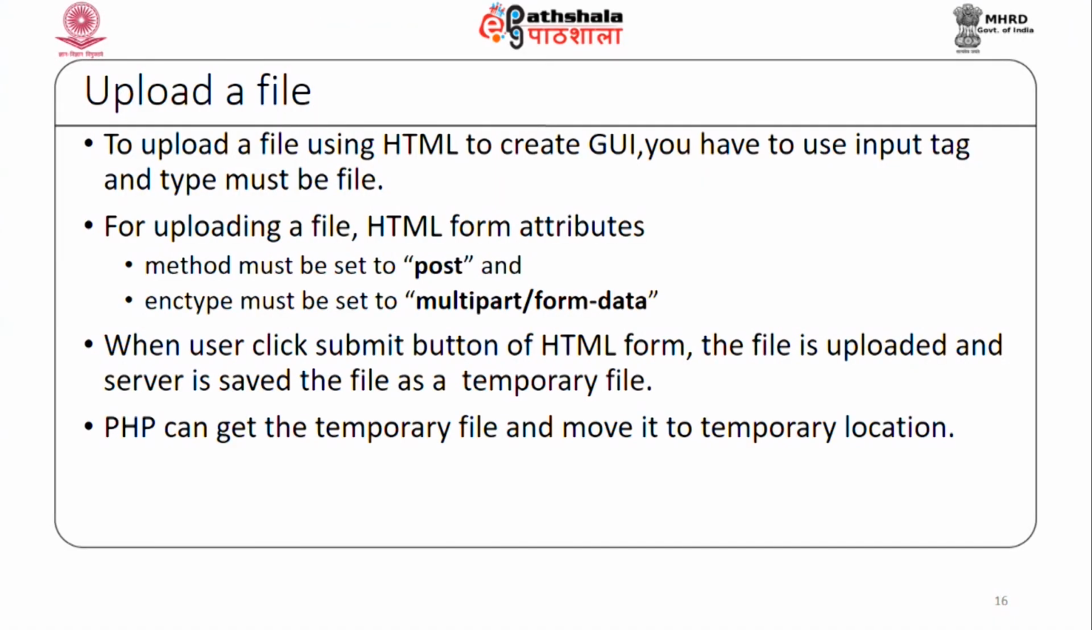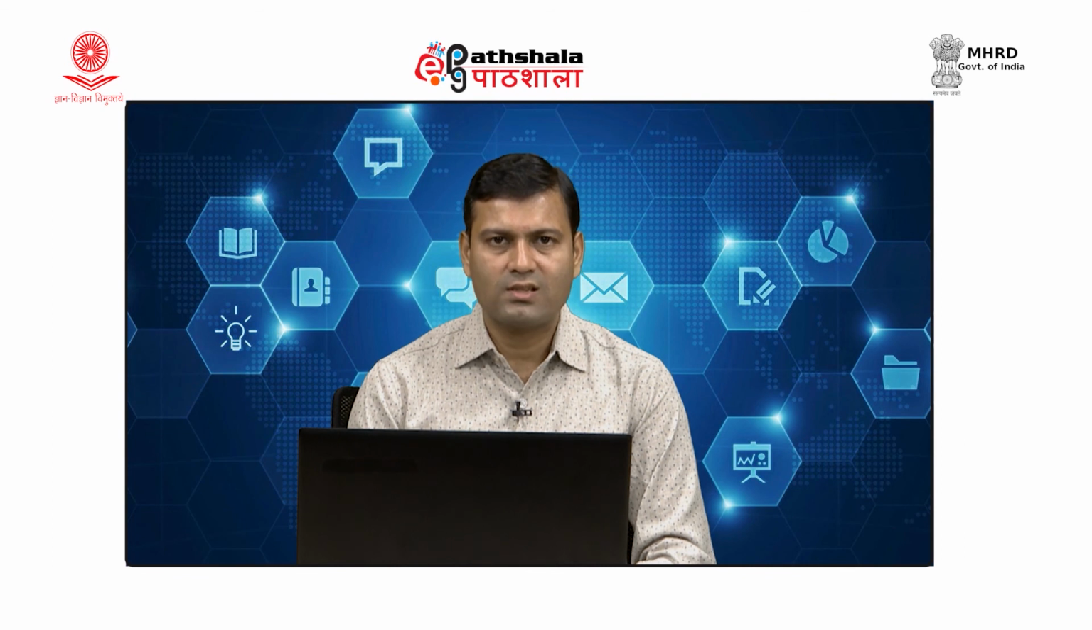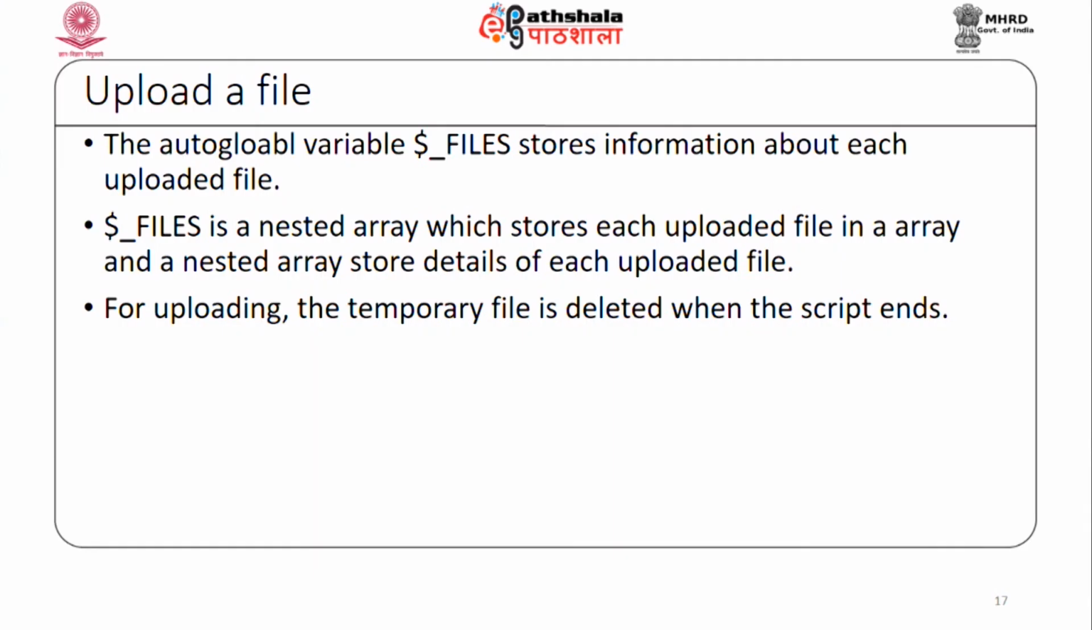So, this is about HTML. Now, PHP has an auto global variable $_FILES, which is a nested array, and it stores information about each uploaded file. So, $_FILES is a nested array which stores each uploaded file in an array, and the nested array stores details of each uploaded file. For uploading, the temporary file is deleted when the script ends.